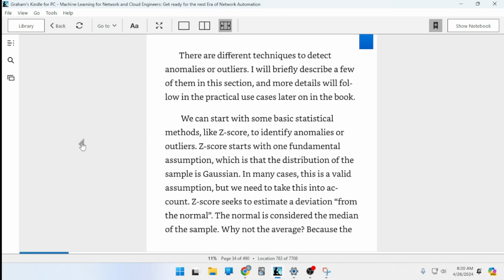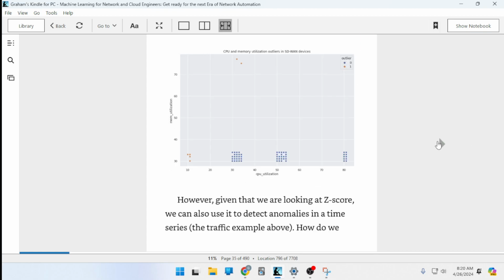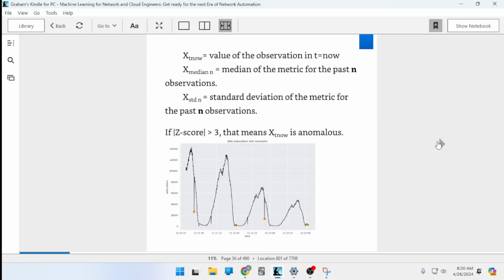Why are we choosing 3? So that means that x t now is anomalous.